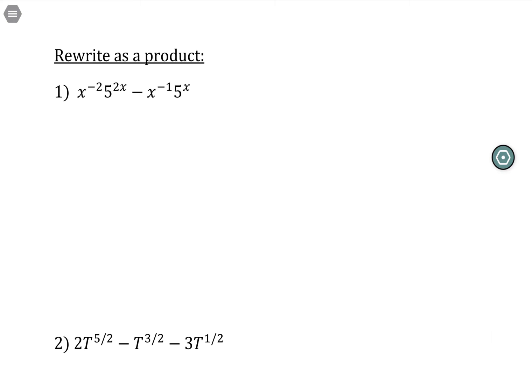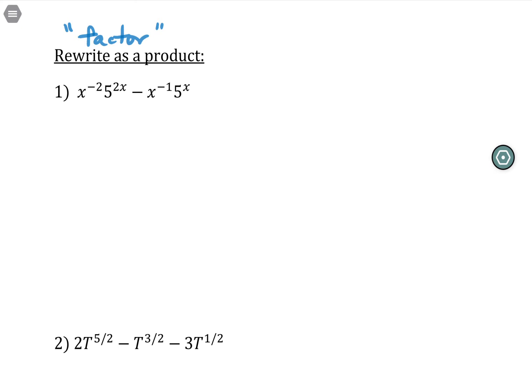Hi everyone. The rest of what I want to work on in 2.4 is just rewriting some scarier, messier looking things. So back to our theme, see the simpler problem hidden in the mess. So here our directions are rewrite as a product, which might sound a little different, but I really want you to think of it that way. What that really means is factor, and I've said that on your worksheet so that you're not confused. But that's what we do when we factor. We take a sum or difference and we rewrite it as a product.